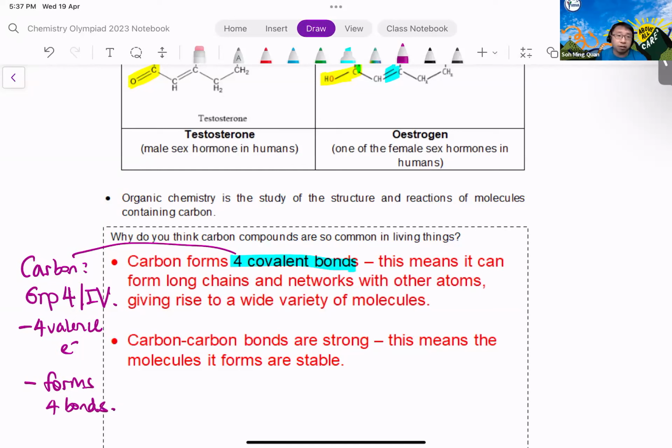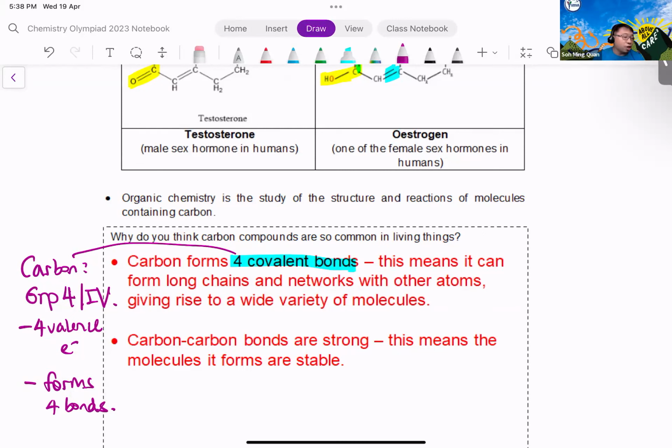Okay? Now, this is important. If it can form 4 bonds, that means it can bond to potentially 4 other atoms. So it can form chains, networks, rings of carbon with other atoms because it's able to form 4 bonds. Now, in contrast, if you think of something like hydrogen, hydrogen can only form 1 single bond, and that's it. So hydrogen cannot form chains. There's no way hydrogen can form chains. Hydrogen is a dead end in a sense because it can only form bonds with 1 single atom.